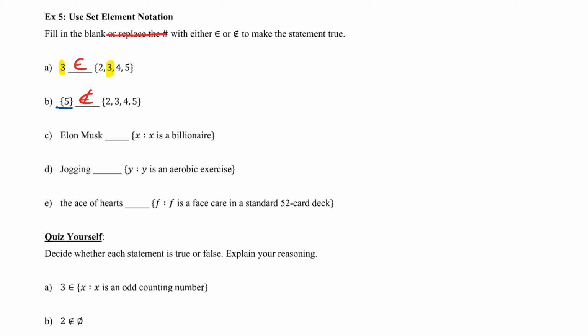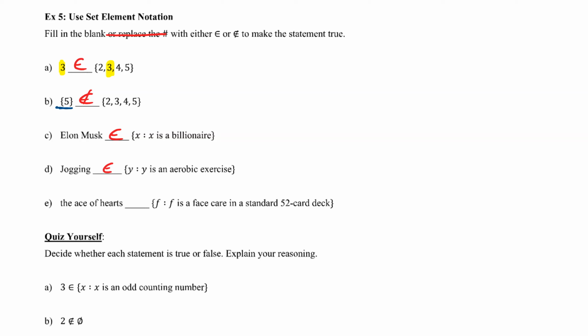Example C says Elon Musk, and then our set is X is a billionaire. Well, Elon Musk is a billionaire, so he would fall in that category. Part D, jogging, and then our set is that we're looking at aerobic exercises. So again, jogging is an aerobic exercise, so it's an element of that set.